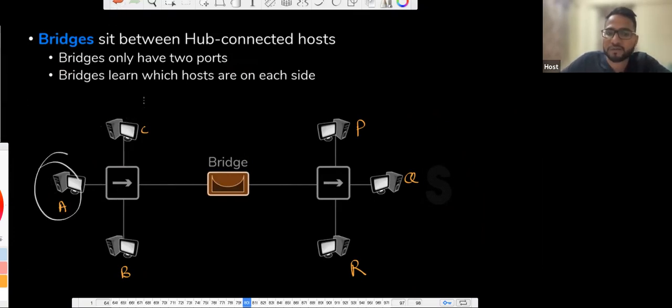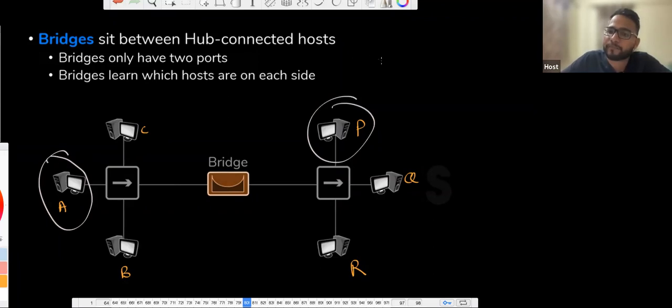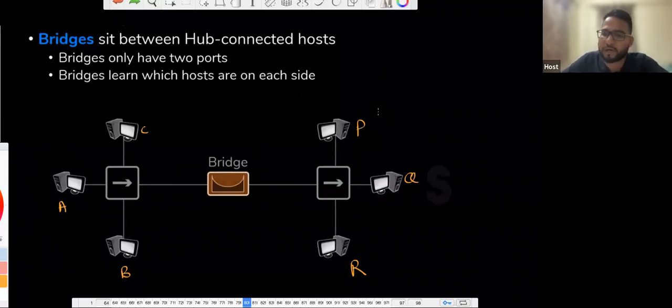If any of these two are sending data, they will definitely collide, because if A is sending to anyone, it will definitely go to C, and if C is also sending, then they will collide. If any of these two are sending data, they will collide. But if this and this are sending data, will they definitely collide? The answer is no. Maybe they are interacting in between. Yes, they may collide. I'm not saying they cannot collide, but will they definitely collide?